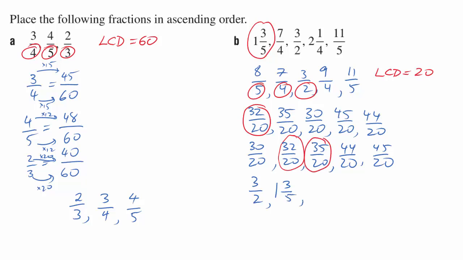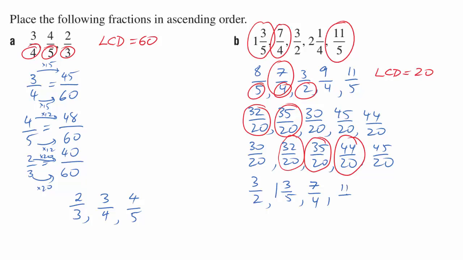35 over 20, looking where that came from, that was 7 over 4. 44 over 20, that was the last one, 11 over 5. And then 45 over 20, just looking at that, that's the one that was 2 1/4. So we've written them in ascending order.